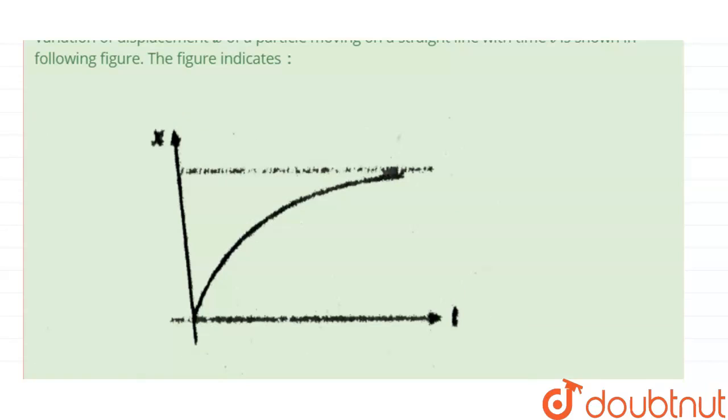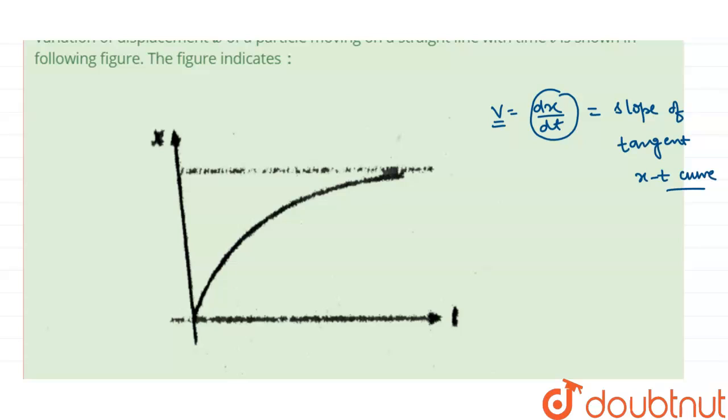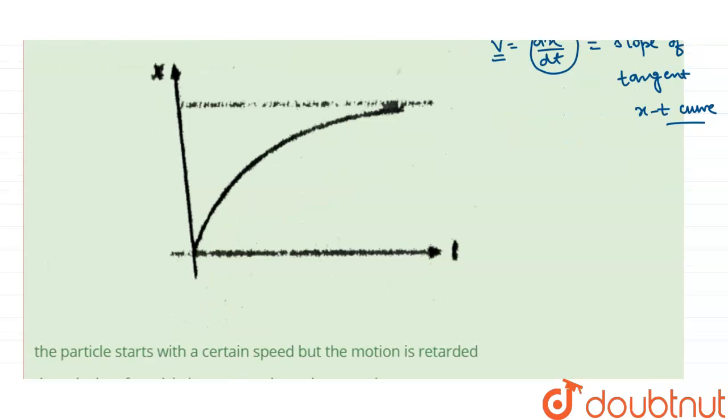So we know that velocity is basically given by v equals dx upon dt, the change in distance with respect to time. So this is basically the slope of the tangent of the x-t graph. The velocity is basically equal to the slope of the tangent of the x-t curve.